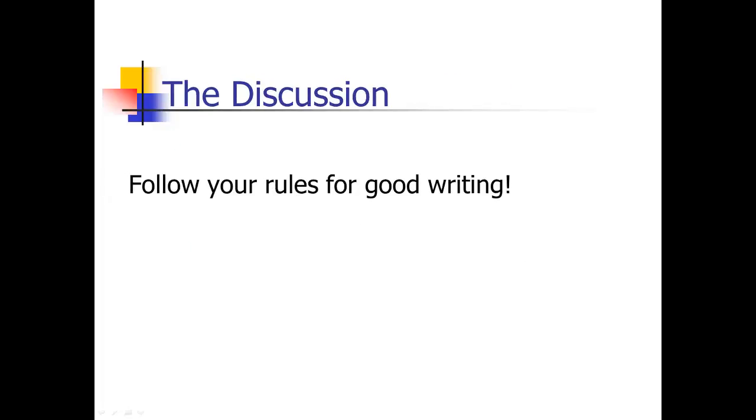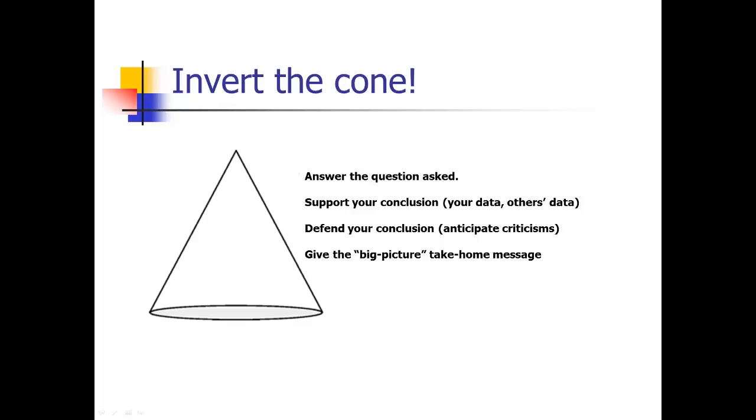So follow all the rules for good writing that we've been talking about in this class. And in the discussion section, remember we had that cone in the introduction section, you're kind of inverting that cone. Where you left off in the introduction section was with the specific question that you were trying to answer, or the specific hypothesis that you were trying to test in your study. So you start the discussion section by saying what happened, by answering that question, by answering that hypothesis. You asked a question in the introduction section, you answer it right at the beginning of the discussion section. We found that is the most common way to start that discussion section.